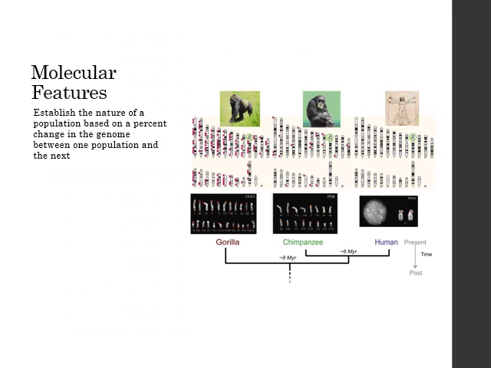You can look at molecular features. This is where everyone wants to go now. If you look at the DNA, there are going to be changes in the DNA. And the more changes there are in the DNA, the more likely they are to be separate species. So you could establish what a species is based on a percent change in the genome.